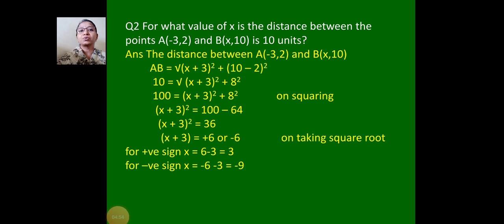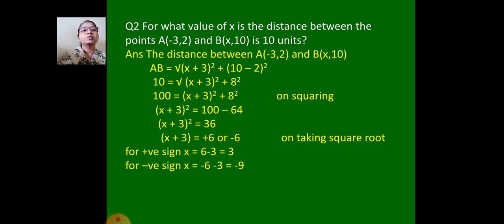So here is our question number 2. For what value of x is the distance between the points A (minus 3, 2) and B (x, 10) equal to 10 units? Here the distance between 2 points is already given to you, that is 10 units, and you have to find out the value of that unknown coordinate x, right?